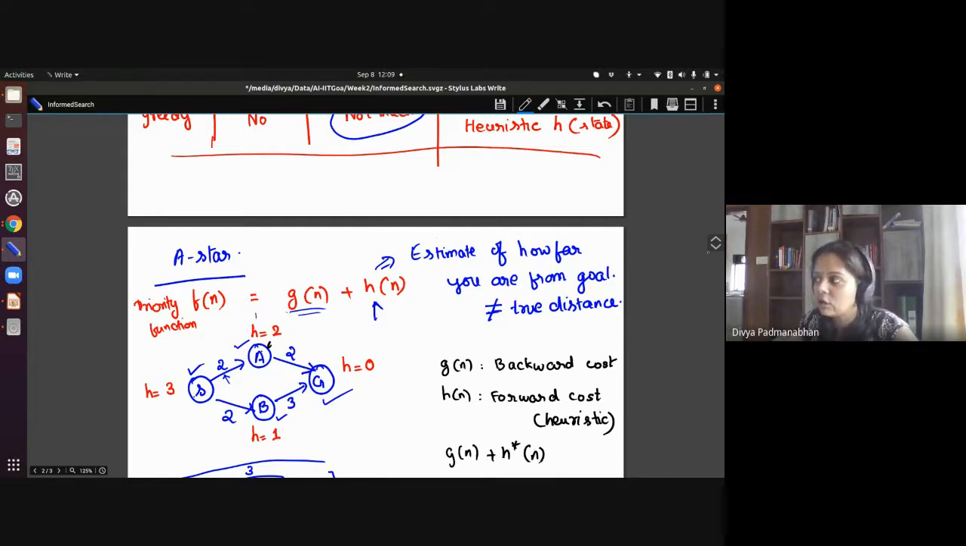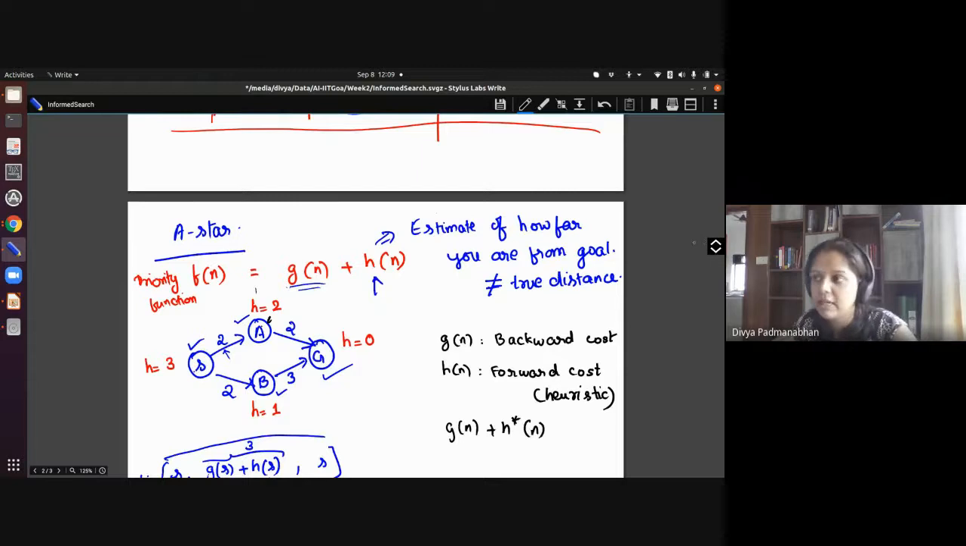So in that case, are you going to be optimal? Will A star give you an optimal plan? That's the question. So, what do you think?